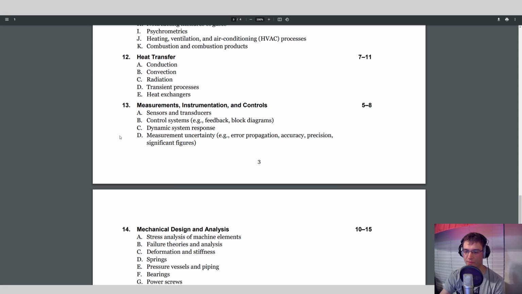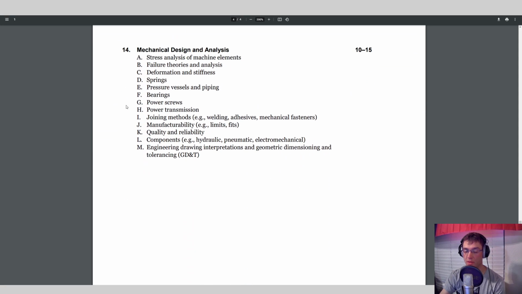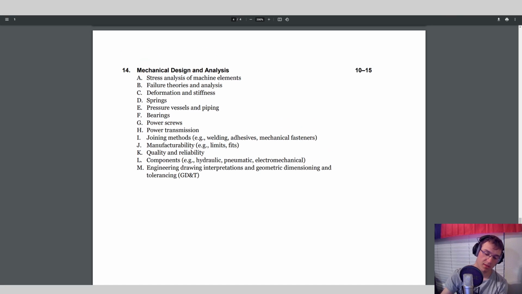For mechanical design analysis, this is something unique that you're not going to see on the other tests. GD&T, geometric dimensioning and tolerancing, is a whole list of symbology that goes with interpreting engineering drawings. There's a standard set of symbols that you use to identify mechanical engineering drawings, or drawings of parts, as opposed to civil types of drawings.